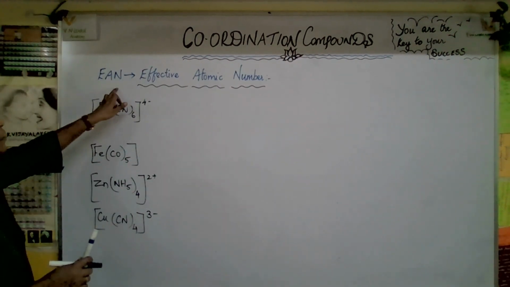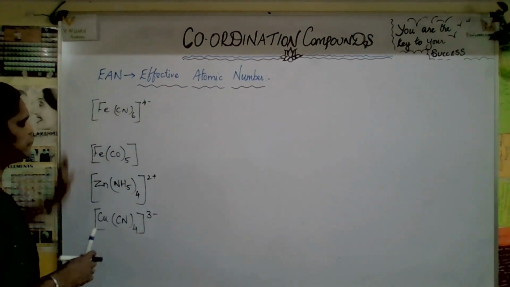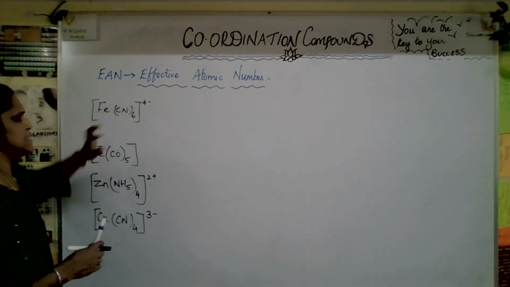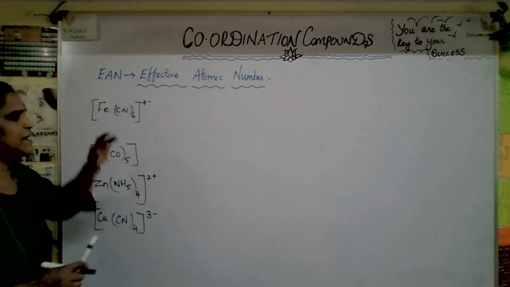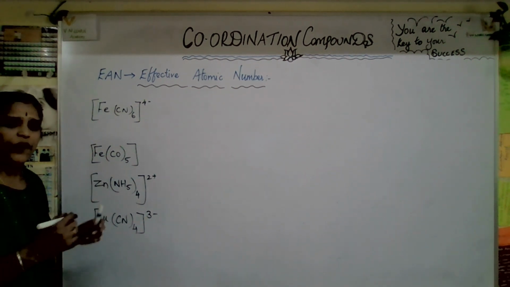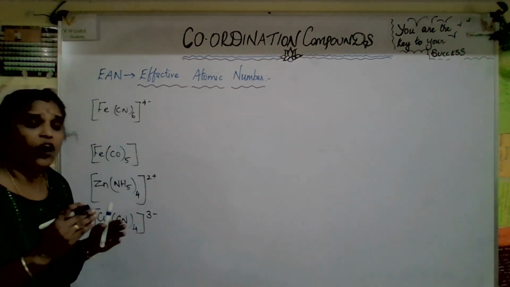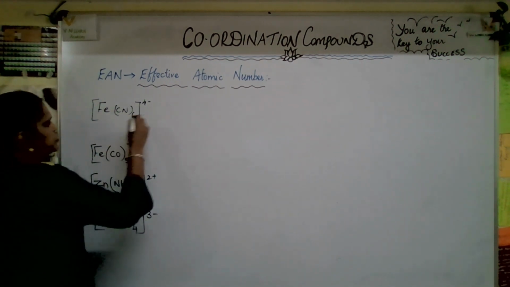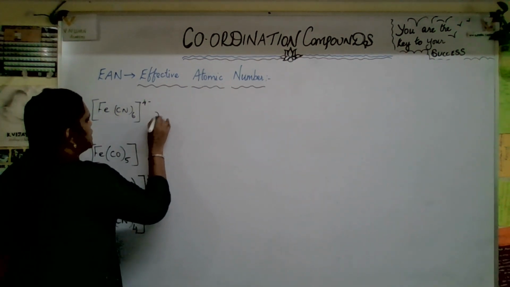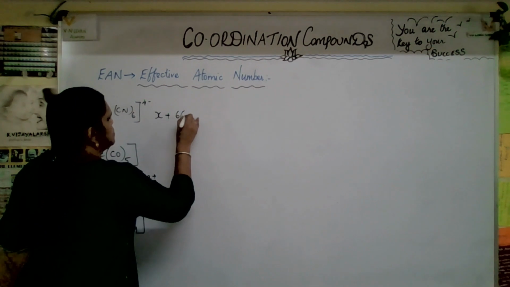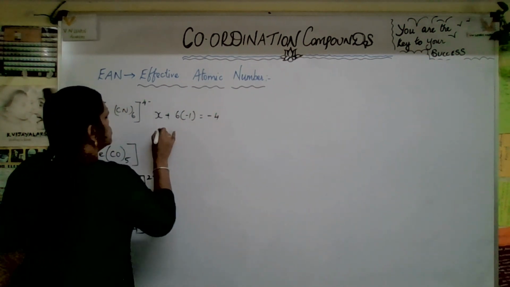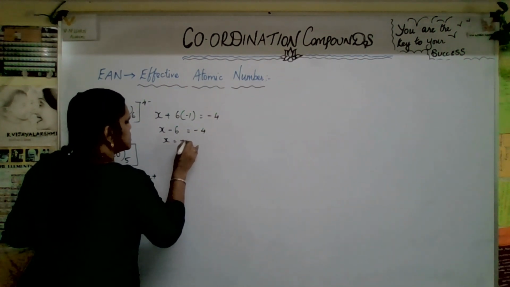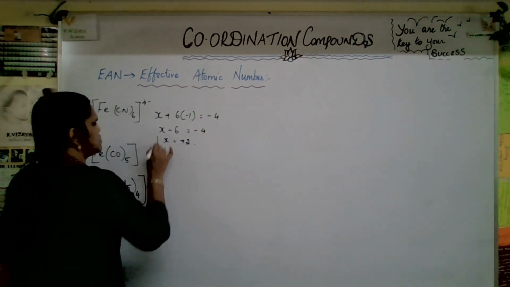Now we are going to find the effective atomic number of the following complex compounds, stepwise. Okay, Fe(CN)6 4 minus. How to calculate the effective atomic number? Stepwise we will go. First step, you have to find the oxidation number of the central metal ion. So X plus 6 into minus 1 equal to minus 4. So X minus 6 equal to minus 4. So X equal to plus 2 oxidation state.